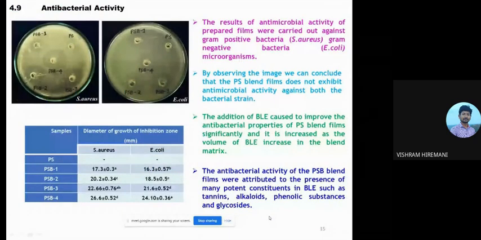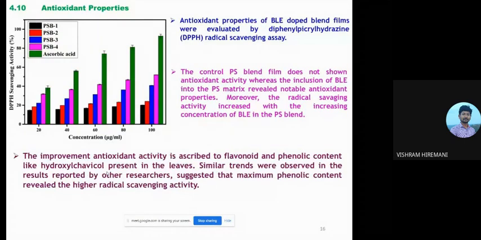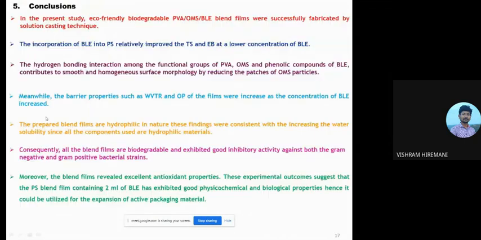Antibacterial activity was carried out against gram-positive and gram-negative bacteria. In comparison with the control film, the control film does not exhibit antibacterial activity, whereas the betel leaf incorporated blend film showed good antibacterial activities. Also, antioxidant properties of the betel leaf extract doped polymer films were enhanced as the concentration of BLE increased in the blend matrix. These are the conclusions.